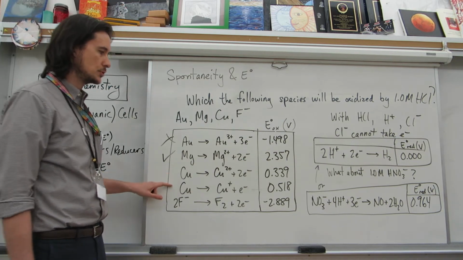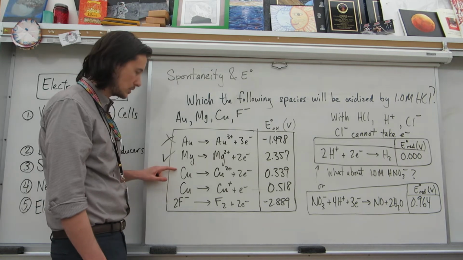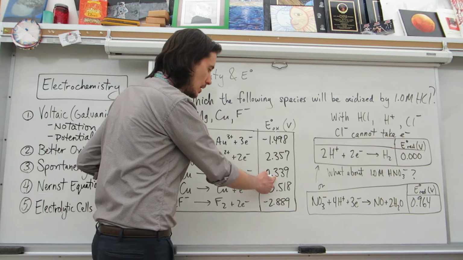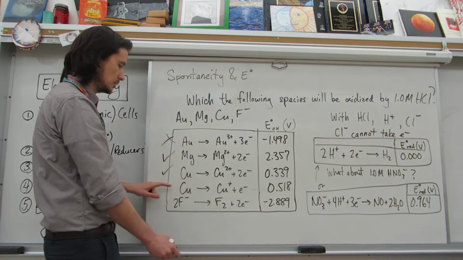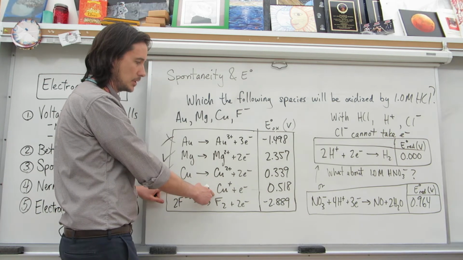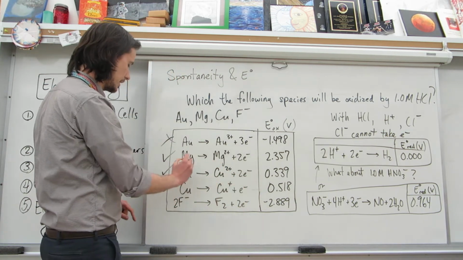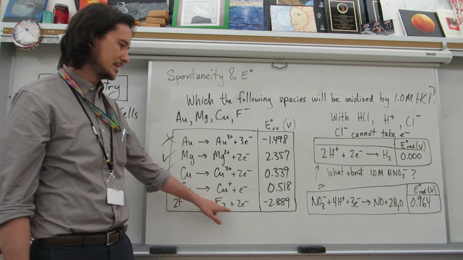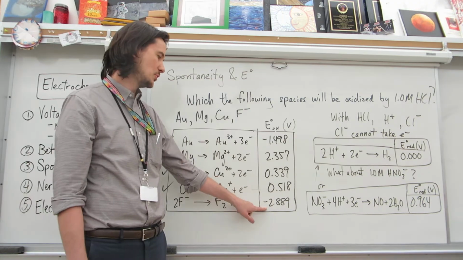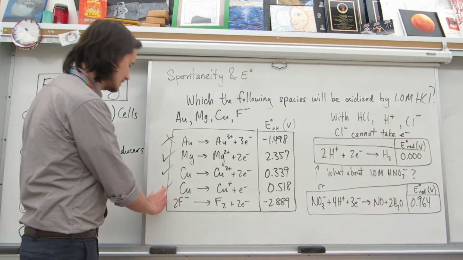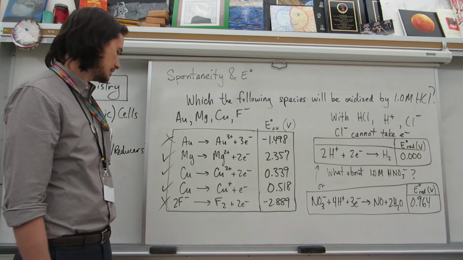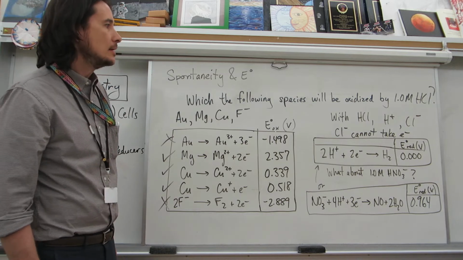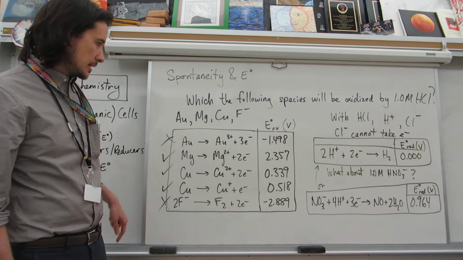Copper. Now, copper appears on your chart twice, so you might want to consider each. Well, copper can be oxidized to Cu2+. That's with a potential of 0.339, so that's possible. Cu can also be oxidized to a +1 ion, and we see a 0.518, so that's also possible. Fluoride being oxidized to fluorine gas is negative 2.889, so that is not going to happen. You're not going to be able to do that. So that's just, you're not doing it. All right, so those 3, the answer is yes.